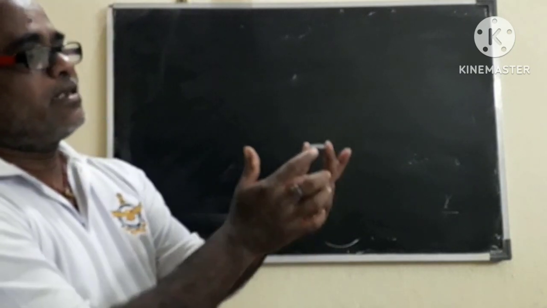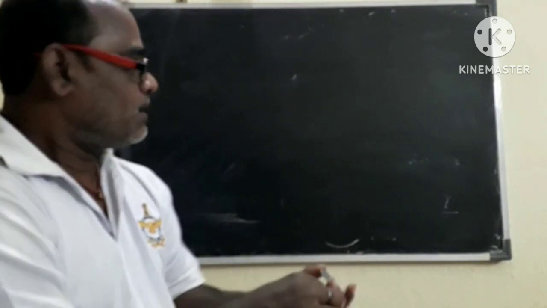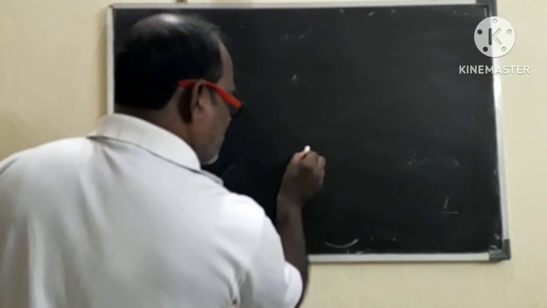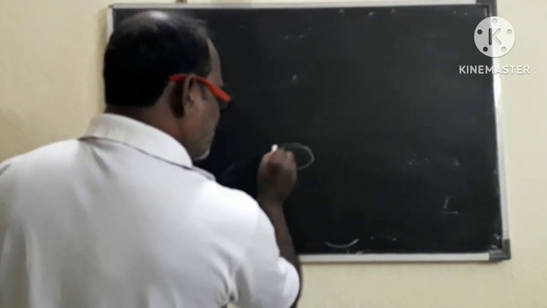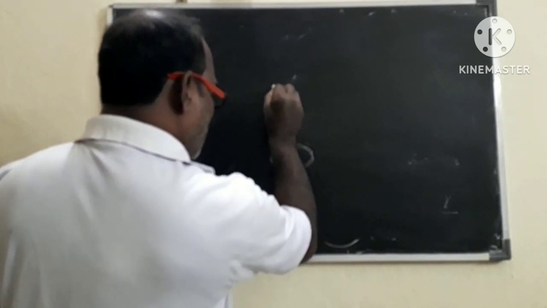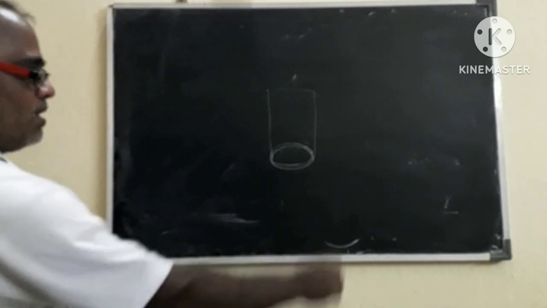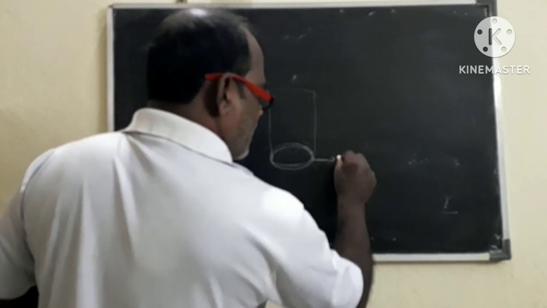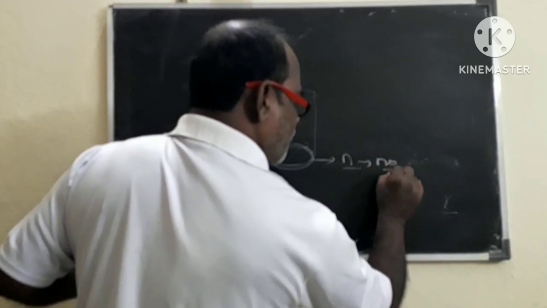Suppose if you put this type of coins together, n number of coins, the shape will be in the form of cylinder. This is one coin, again this one will be another coin. In this way we get a shape of a cylinder. Let us suppose that there are n number of coins.